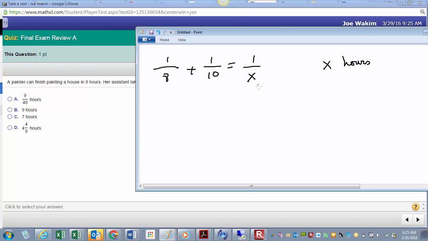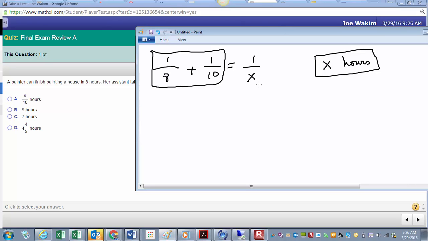Okay, let's do it again. If the whole job takes 8 hours, right? In 1 hour, 1/8 of the job is done. If it takes 10 hours to finish the whole job, in 1 hour, 1/10 of the job. Now they're working together, so in 1 hour, they're going to do 1/8 plus 1/10. But let's assume X hours is the time taken for them to finish the whole job. In 1 hour, they're going to finish 1 over X.